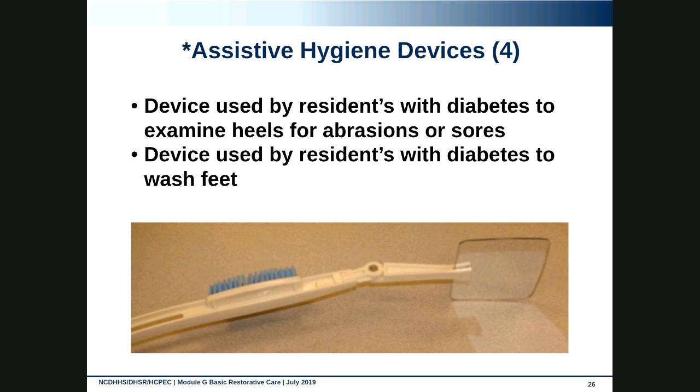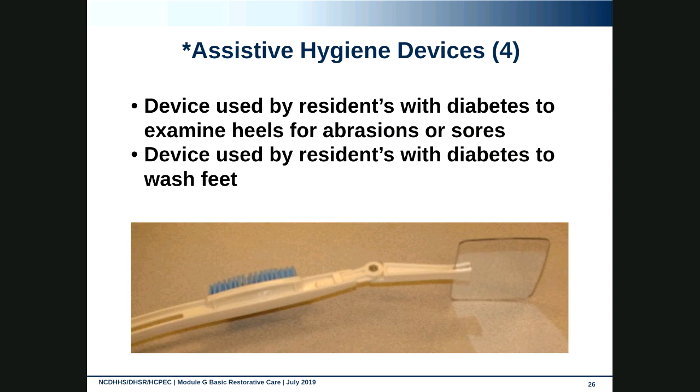This device is used by diabetics to examine their feet and heels for abrasions or sores. When you have diabetes, the sensation of touch and pain in the feet deadens over time. So there may be a sore down there. They may have stepped on something and realize that now they've got breakdown. Now they've got something that's infected down there. And this is the reason why some diabetics lose part or all of their feet.